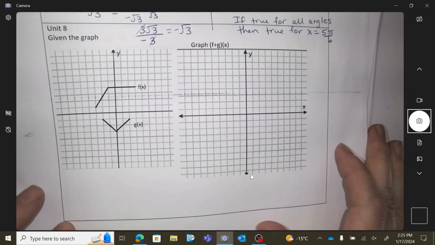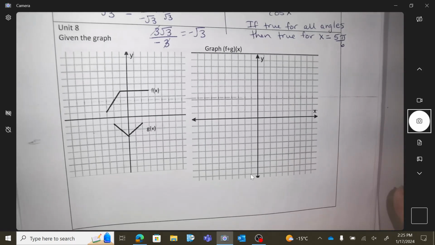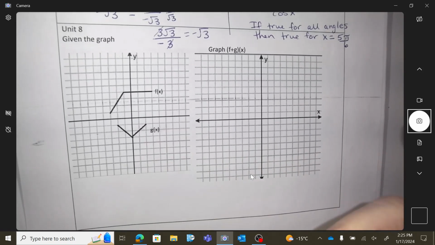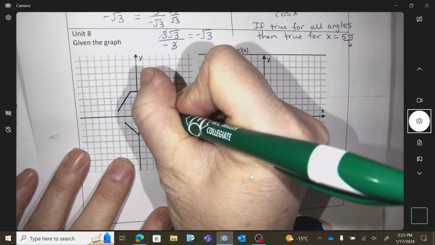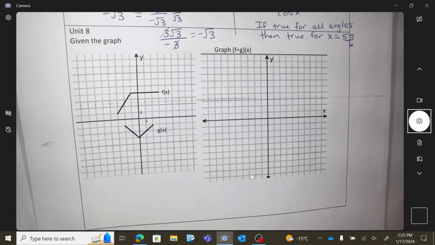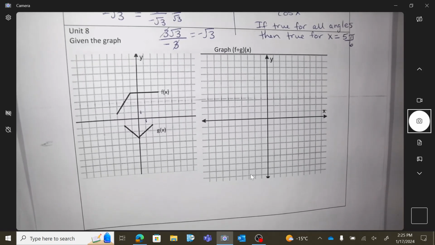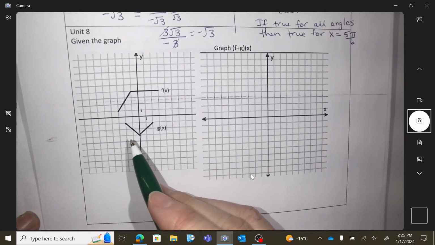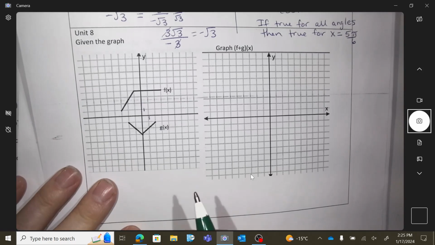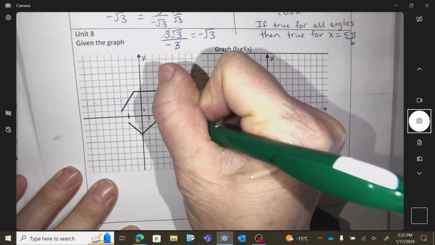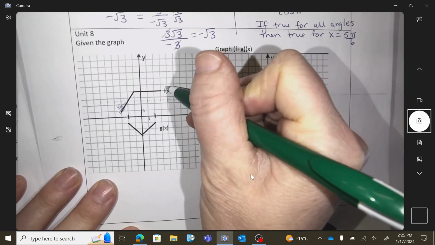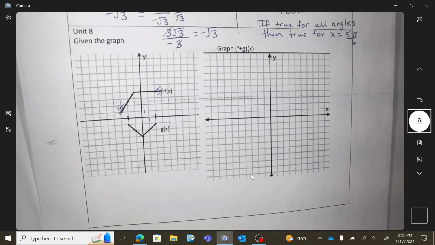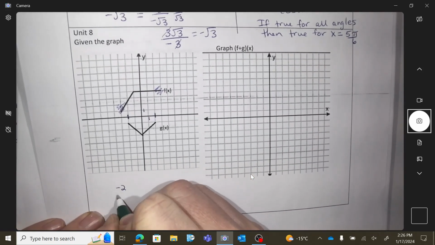Okay, so this says graph f plus g of x. First of all, I guess there should be labels on this as a graph, which is my mistake. We need to understand what the domain of this new function is. What could it possibly go from to? -2 to 2. It can't exist here or here. They only exist where they both are.